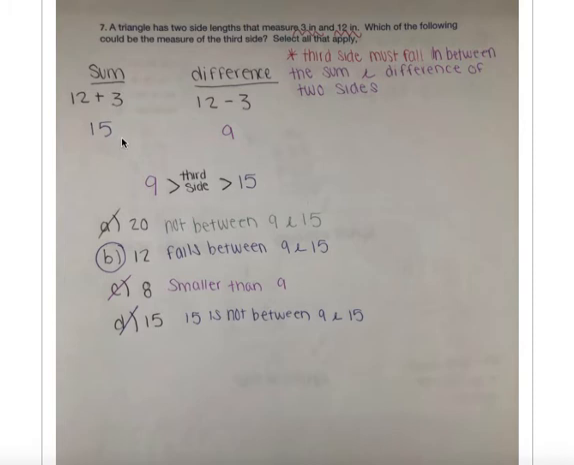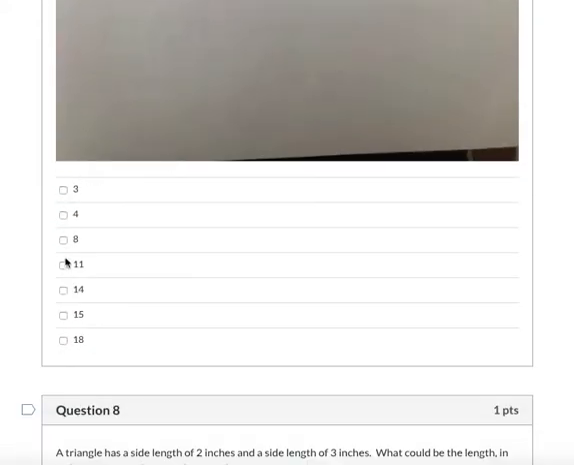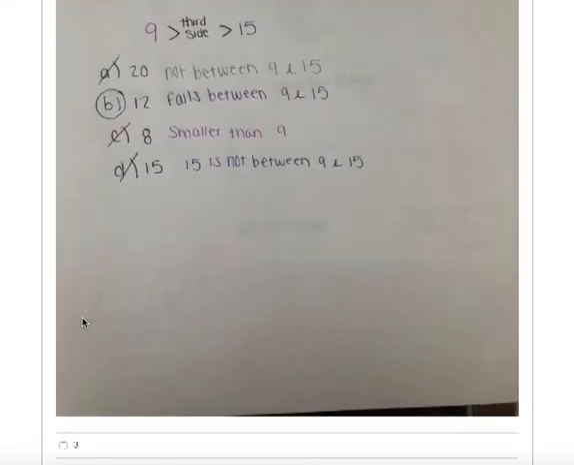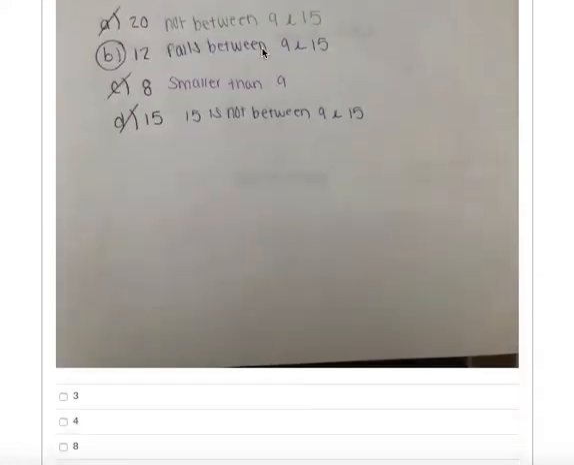So you find the sum, you find the difference. Your third side is going to fall in between those two numbers. If you had it on a number line, just think that that number would be able to fall on the number line in between the two. So you have some multiple different answer choices that it could be. Select all that apply. So you have your side choices here.